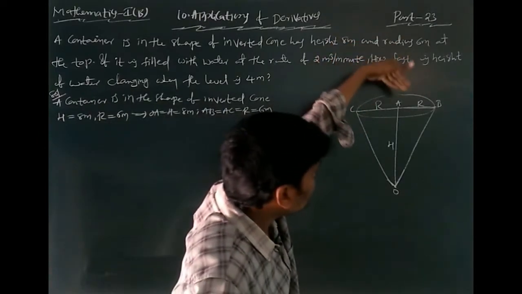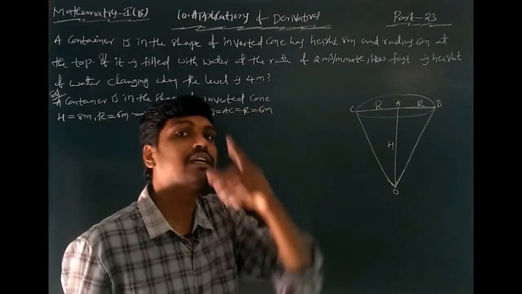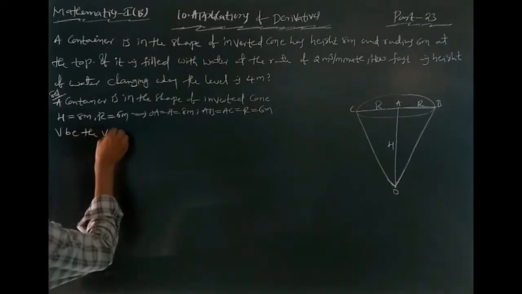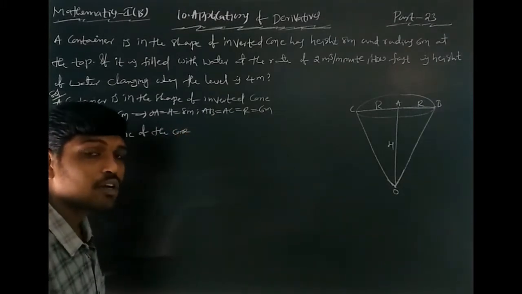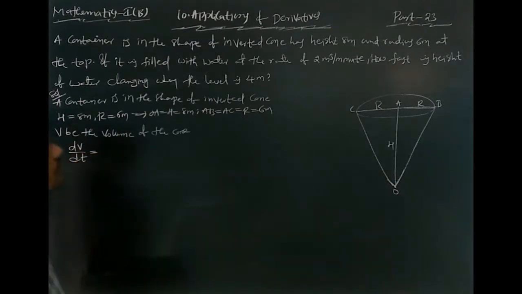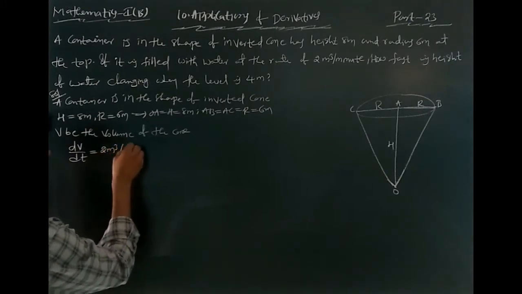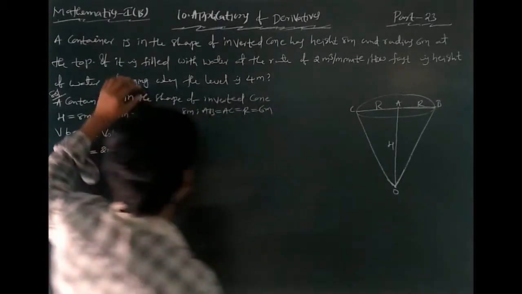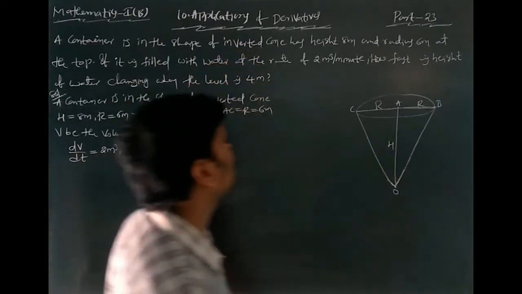Next, this cone is being filled with water at the rate of 2 meter cube per minute. V is the volume of the cone. The rate of change of volume of the cone is given. That is dV by dt equals 2 meter cube per minute. This is also given. After that, the water is filling, and how fast is the height of the water changing at level 4 meters?